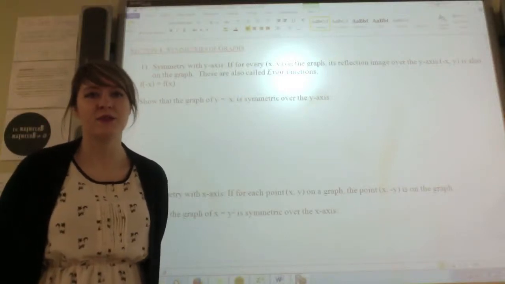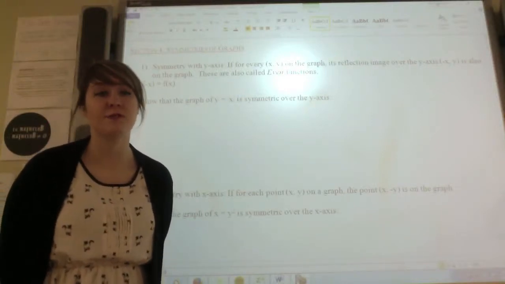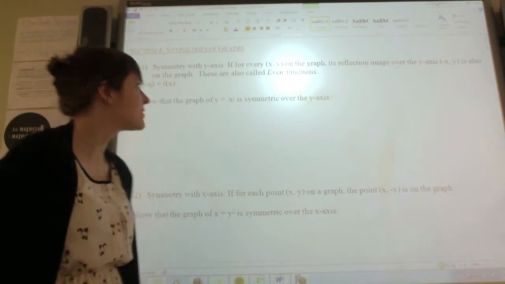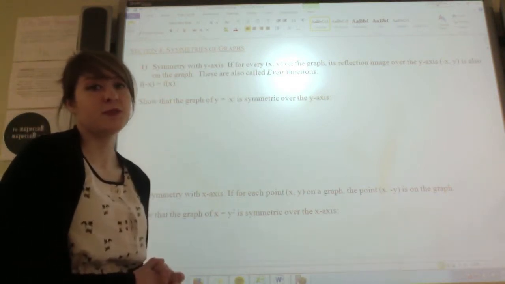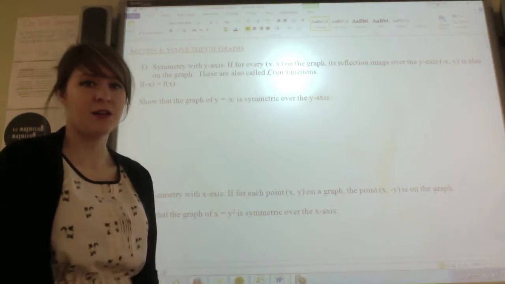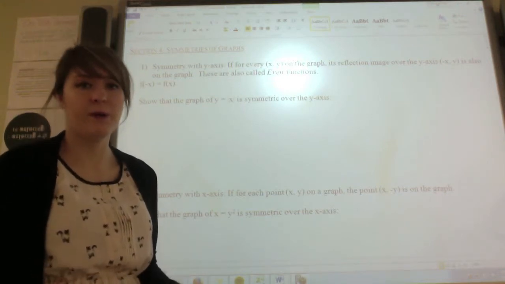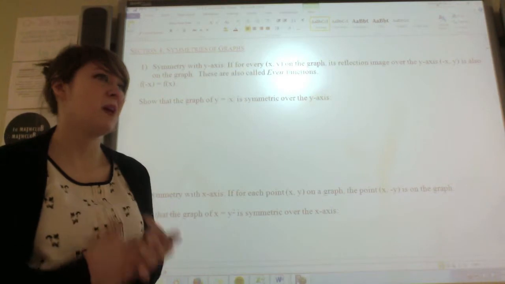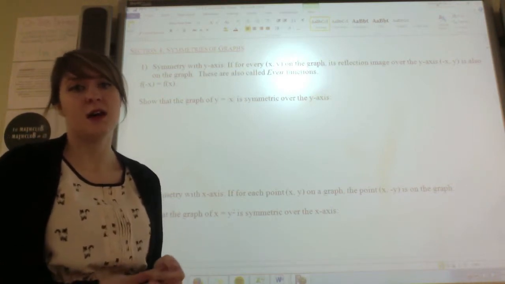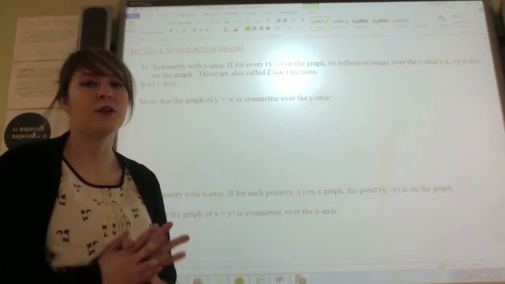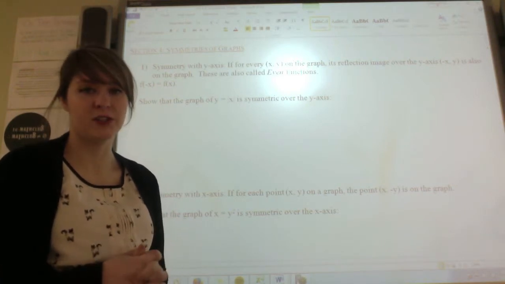Hey guys, today we're doing chapter 3, section 4, which is on symmetries of graphs. So we basically got a couple different types of symmetries, and I'm sure that you've seen, or you've talked about symmetry before. You had to have. One of the main types of symmetry is symmetry over the y-axis. That is actually called being an even function.